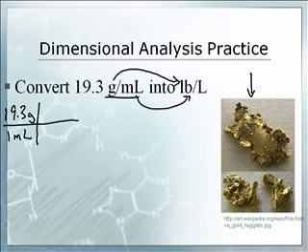Let's do the mass first. So I got a G on the top, so we'll put a G on the bottom. And I'm going to go to pound. Now, we've got to look at our conversion table.